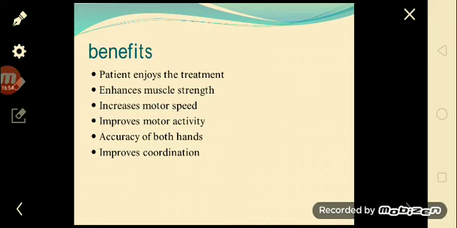Benefits: patient enjoys the treatment and it enhances the muscle strength, increases motor speed, improves motor activity, accuracy of both hands, and improves coordination.